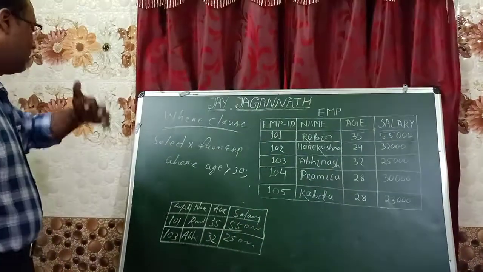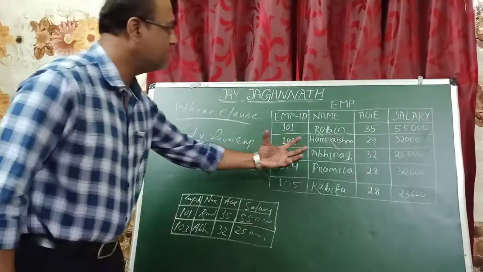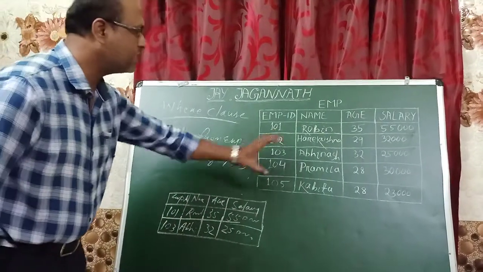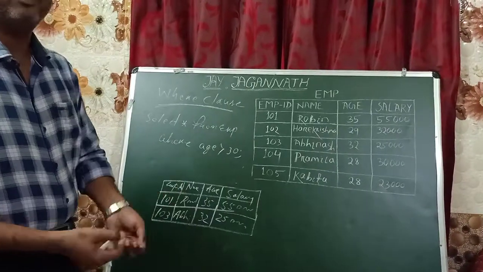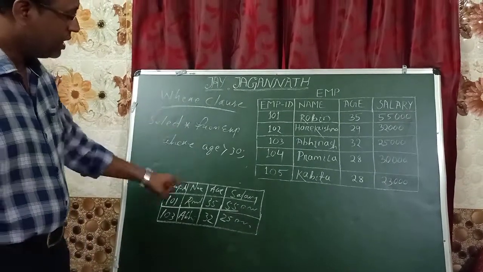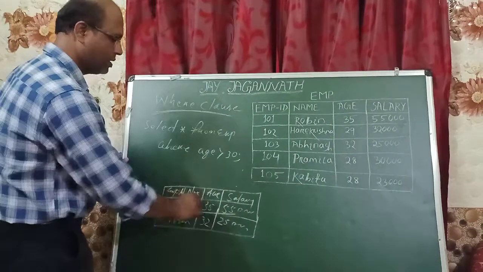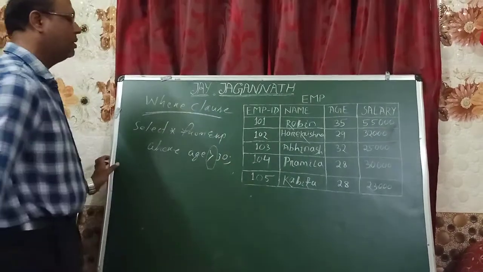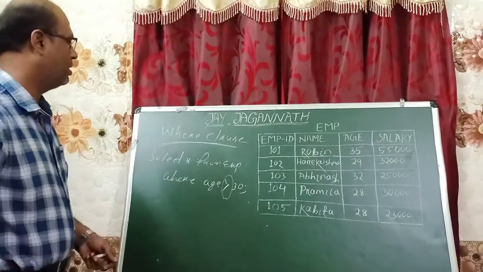Look at this. If you mention the where clause and age greater than 30, then the result is squeezed. You can filter the result. We can restrict and retrieve the result as per our requirement, as per the need of the user. The user can retrieve the data from the database using the where clause. And here we use one type of operator, that is the comparison operator. We will discuss it later.